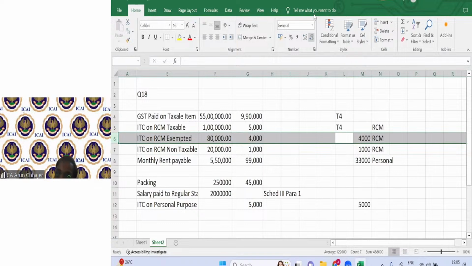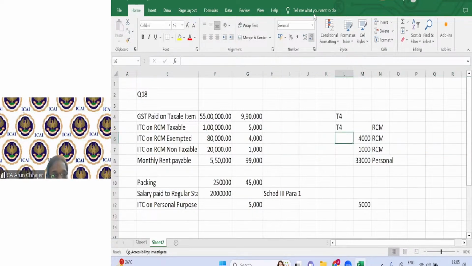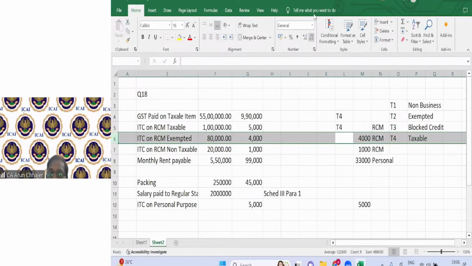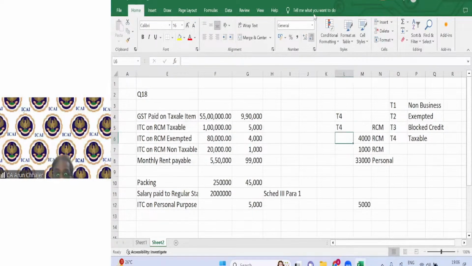Exempted item. Can we take the ITC of the exempted item? Answer is no. T1. मैं एक बार यहाँ पे लिख लेता हूँ. What is the T1? Non-business. What is the T2? Exempted. What is the T3? Block credit. What is the T4? Fully taxable. ITC on the RCM which has exempted item. Can we take the ITC? No, we can't take the ITC. It is nothing but the T2. सेम टैक्सेबल नॉन टैक्सेबल आइटम के ऊपर आईटीसी आपको नहीं मिलेगा because which is exclusively linked to the exempted item.